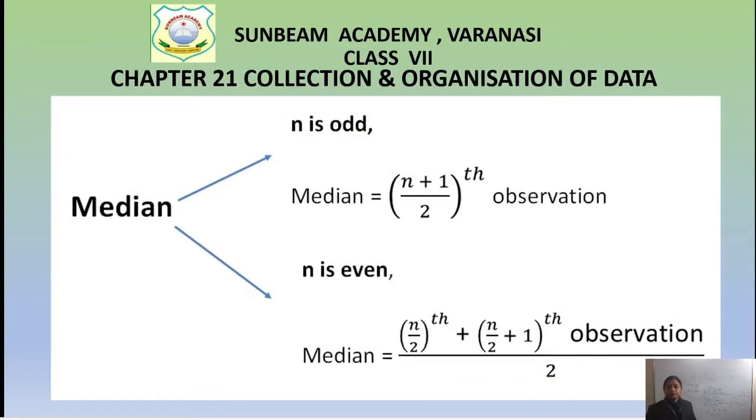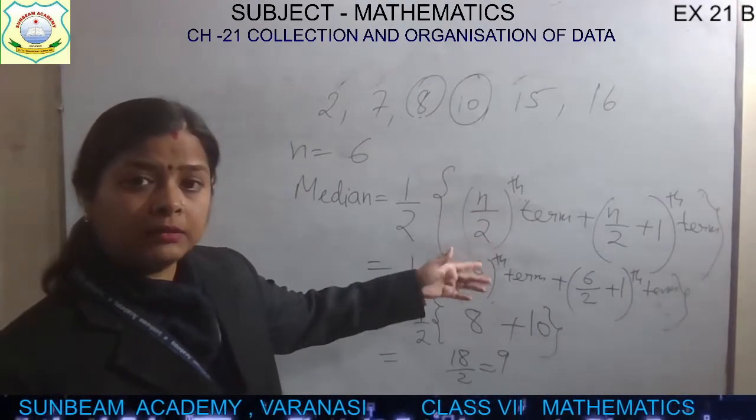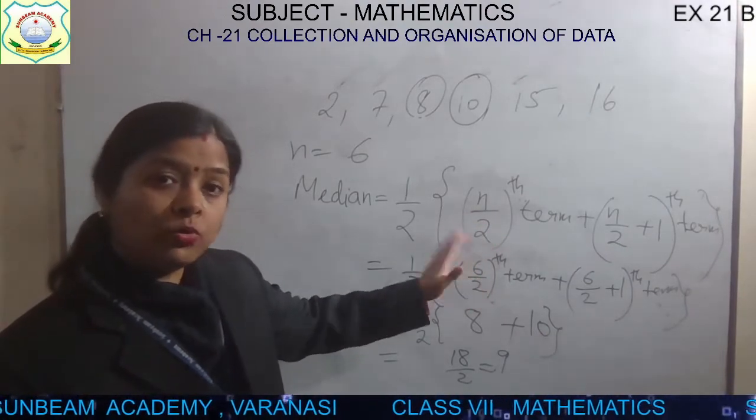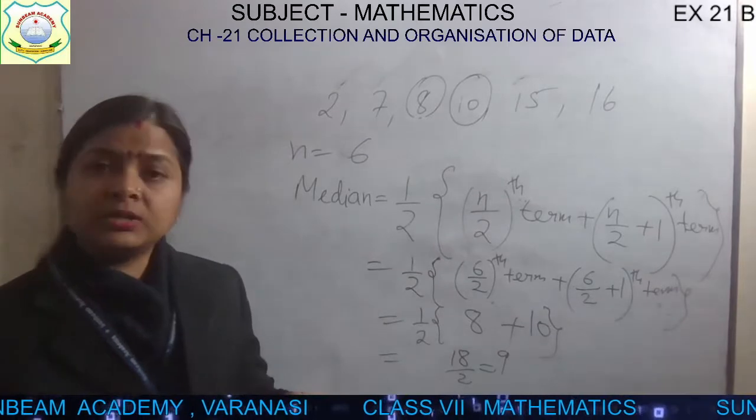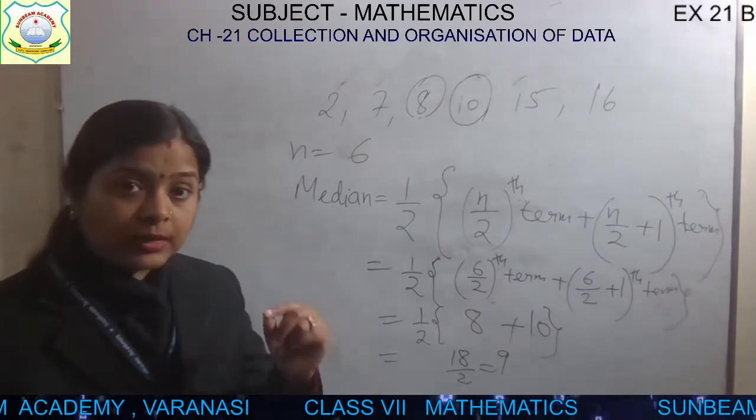When you have to find the median, when the number of observations n is odd, then the median will be the n plus 1 by 2th observation, not just n plus 1 by 2. You will not write it like that, because n plus 1 by 2 only will always give you just a number. It will not give you the observation.